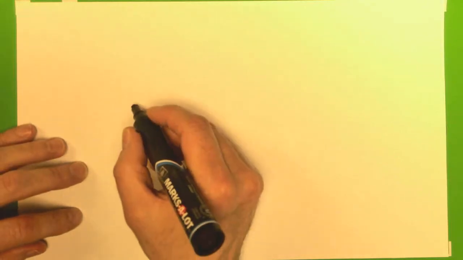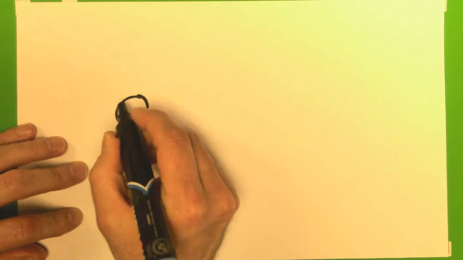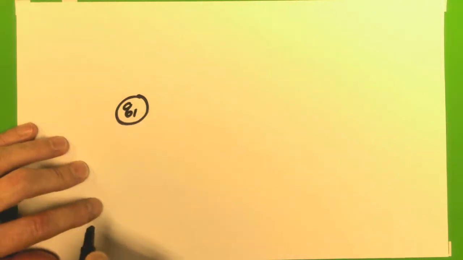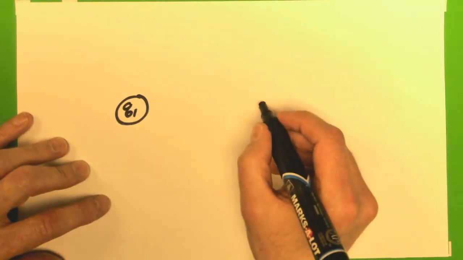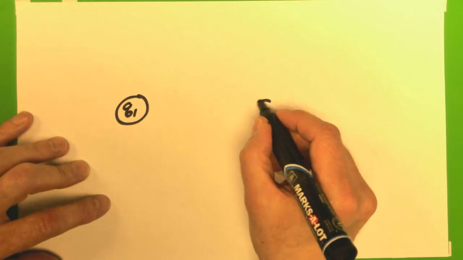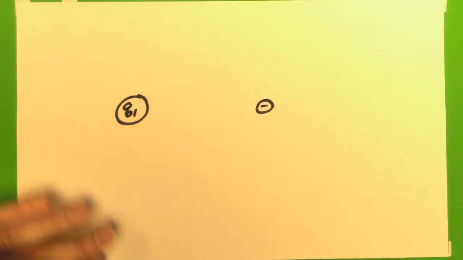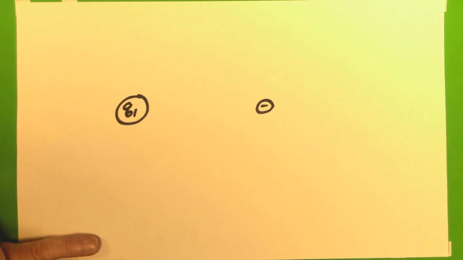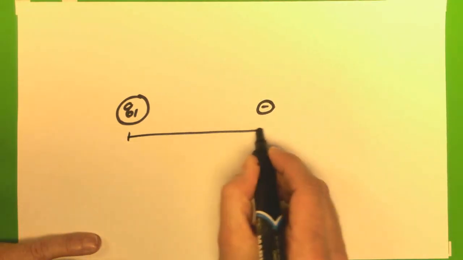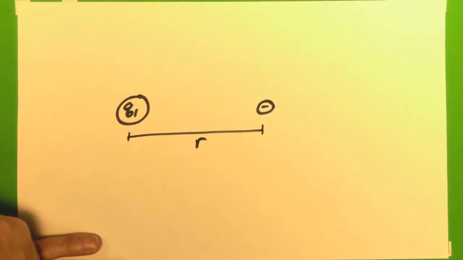Consider a charge sitting here. I'm going to call this Q1, and I'm going to put specifically an electron, which I'm going to represent just as a minus sign there. So that's my electron. And there's some distance r apart.